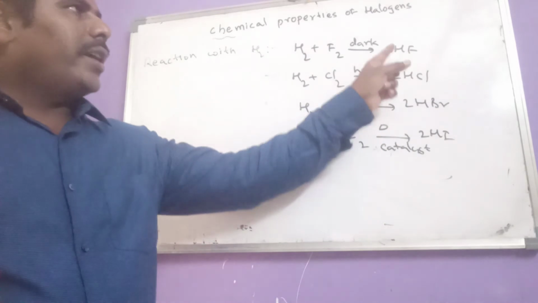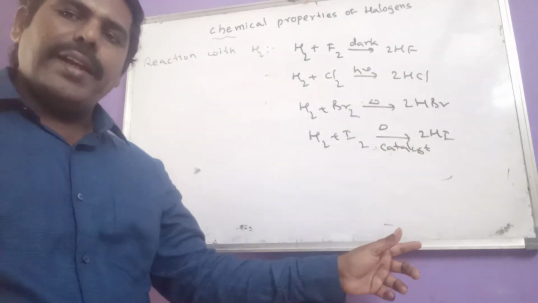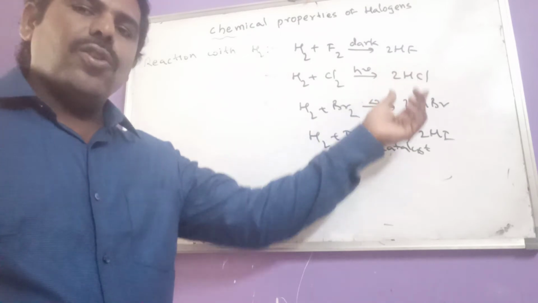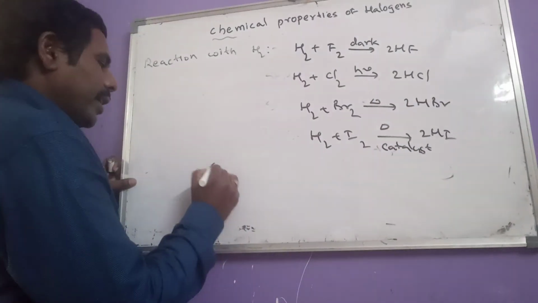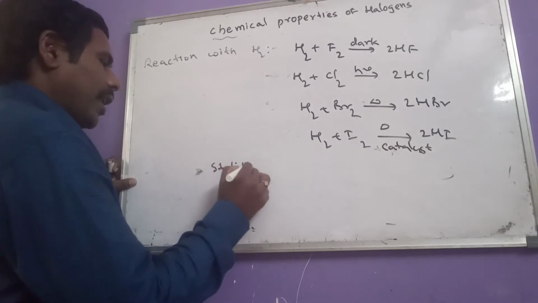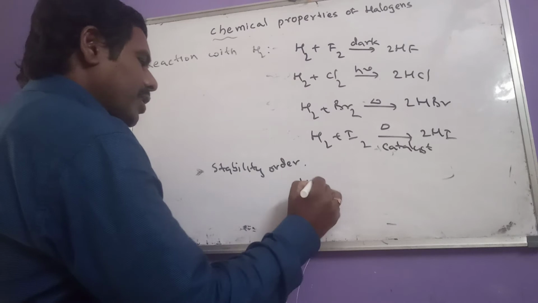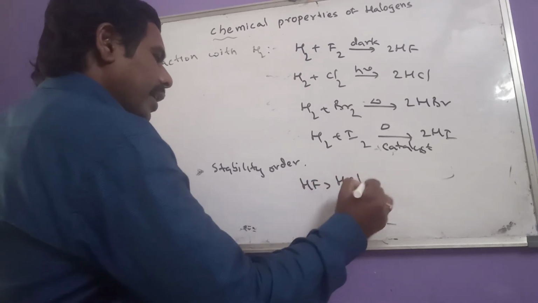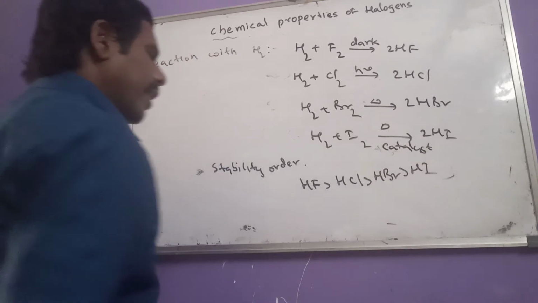So the trend indicates the decrease in reactivity of halogens from F2 to I2. These are called hydrogen halides or hydrohalic acids. And now the stability order of those halides: HF greater than HCl greater than HBr greater than HI.